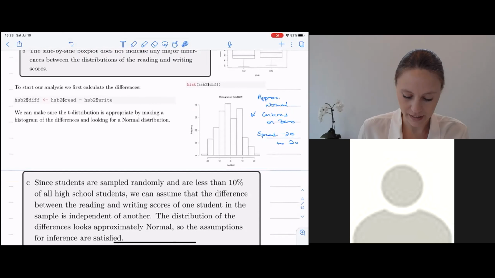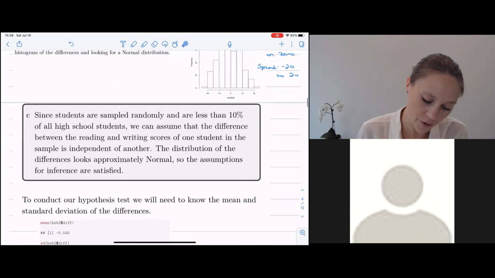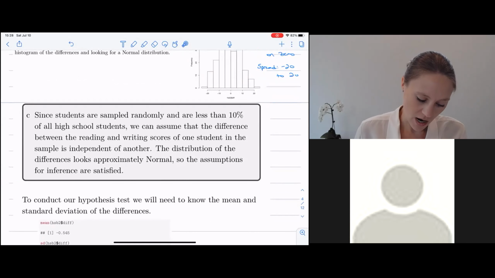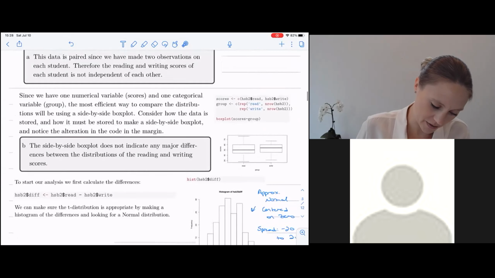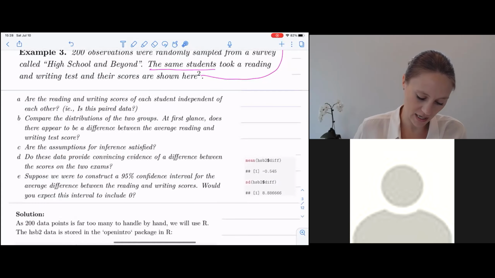Because it's approximately normal, we can go ahead and use the t-distribution, which, like I said before, it's always going to be the case. It's just, if you can generate the histogram, then look at it and make sure it's approximately normal. Then I can't remember what part C was asking. Oh yeah, are the assumptions for inference satisfied?